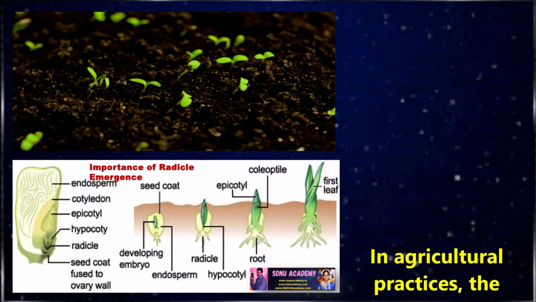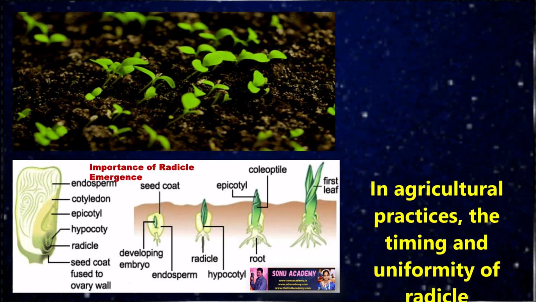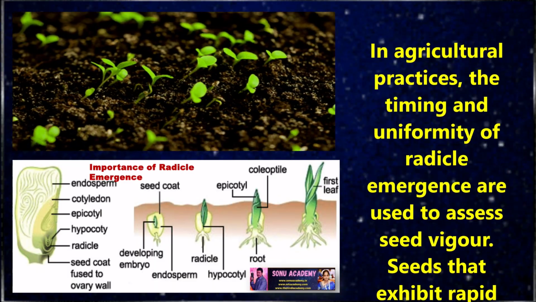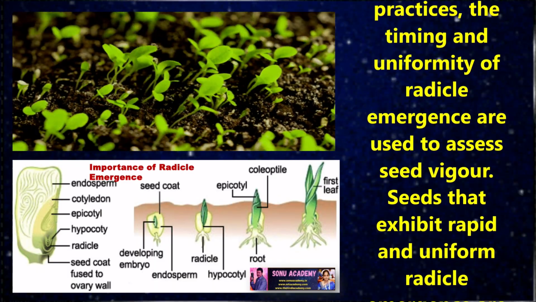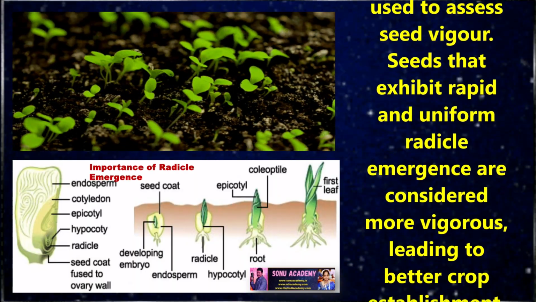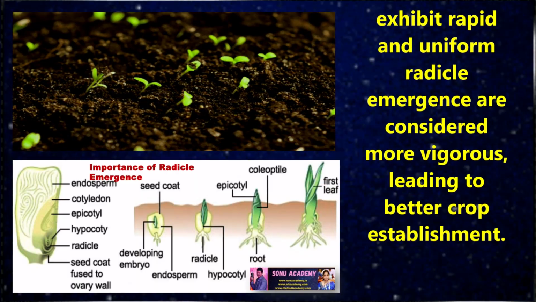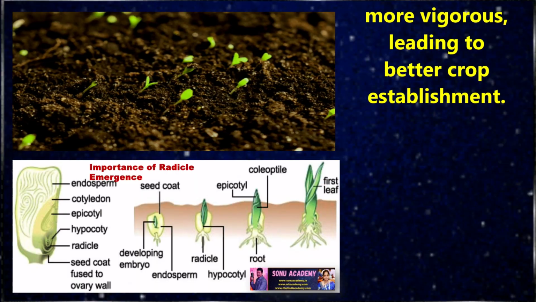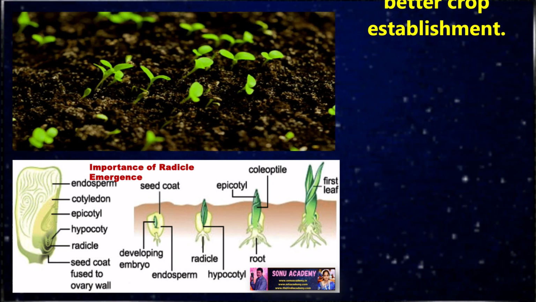Children, radicle emergence as a measure of seed vigor. Let us see what that is. In agricultural practices, the timing and uniformity of radicle emergence are used to assess seed vigor. The seeds that exhibit rapid and uniform radicle emergence are considered more vigorous, leading to better crop establishment.